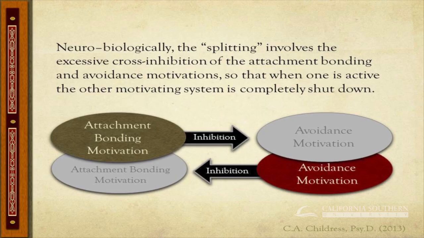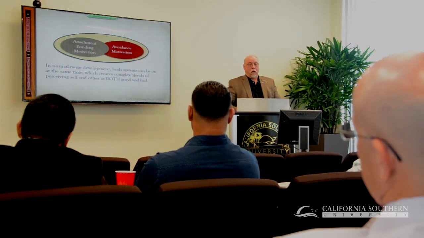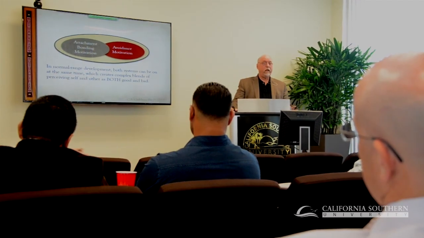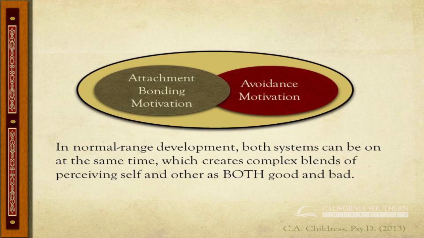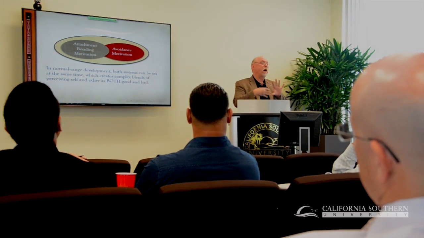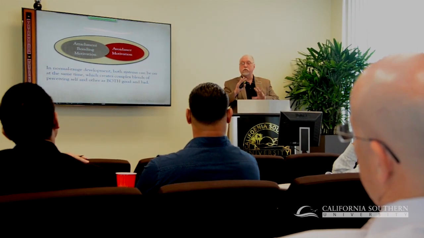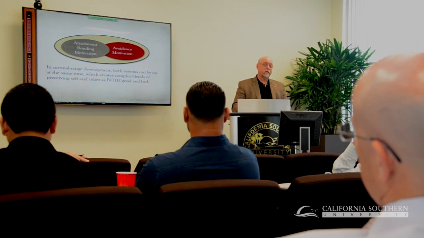So when the attachment bonding motivations are on, they entirely inhibit the avoidance motivations. When the avoidance motivations are on, they entirely inhibit the bonding motivations. So that for most of us, we can have both systems on at the same time. We can have bonding motivations on and avoidance motivations on, and recognize that people are a blend of good and bad. Now, if I mostly think you're good, I'm going to get a little halo effect, and I'm going to see a lot of good things about you, but I still recognize there's problems. Or if I don't like you, I'm going to see a lot of bad things about you, but I'm still going to recognize there's some good things about you, because both systems can be on simultaneously.